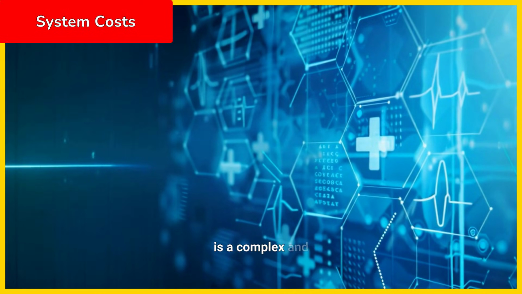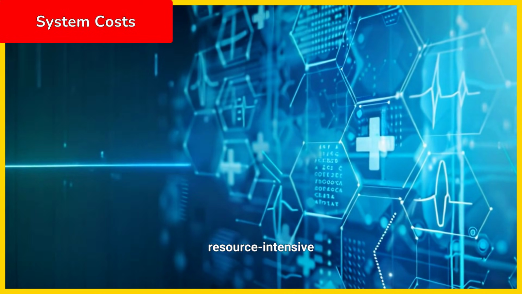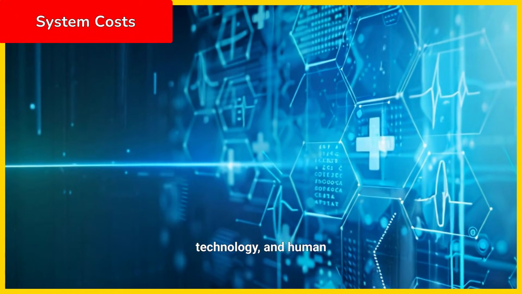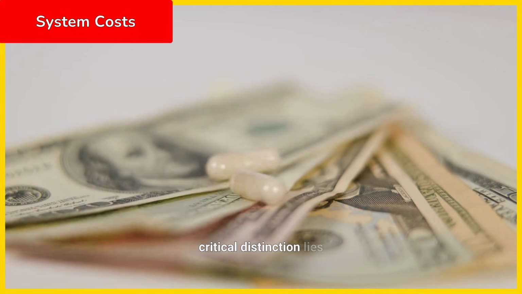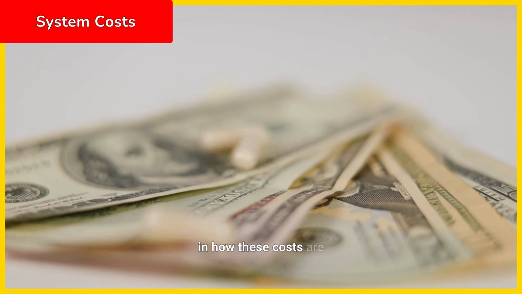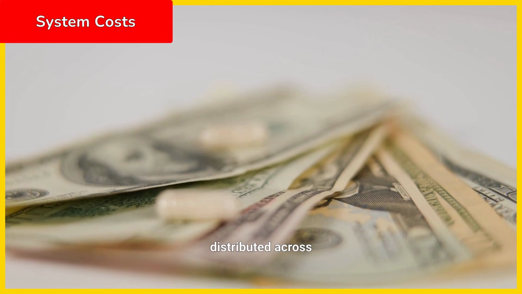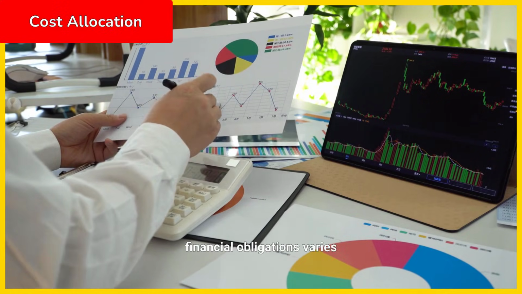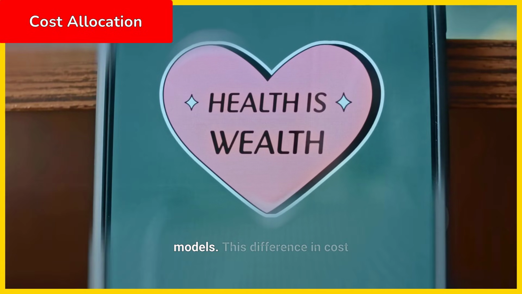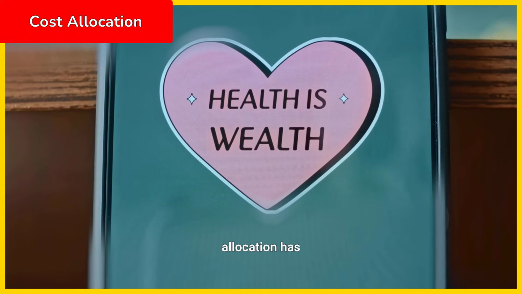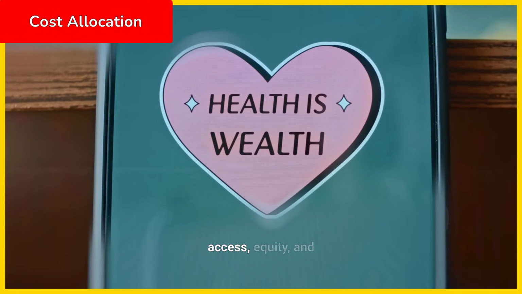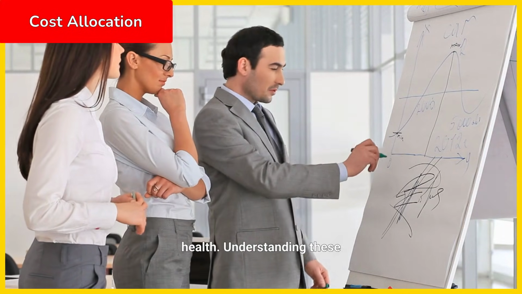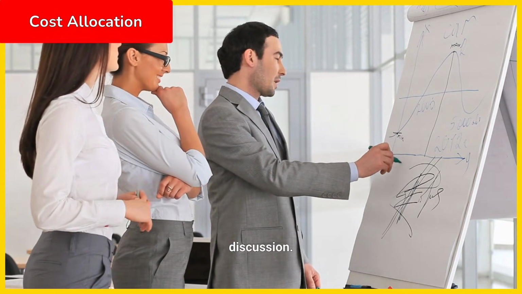Healthcare is a complex and resource-intensive sector, requiring substantial investment in infrastructure, technology, and human capital. The critical distinction lies in how these costs are distributed across society. The distribution of these financial obligations varies dramatically between the two models. This difference in cost allocation has far-reaching implications for access, equity, and overall public health. Understanding these mechanisms is crucial for informed discussion.